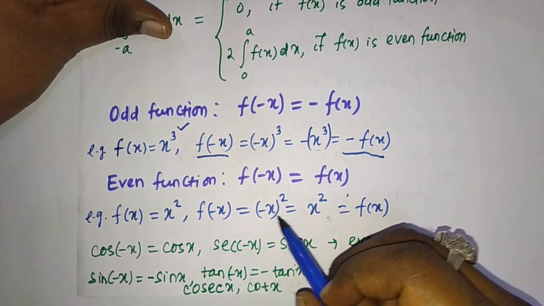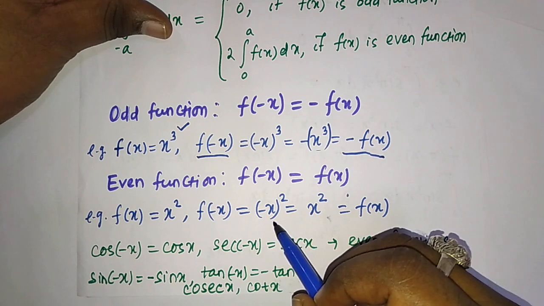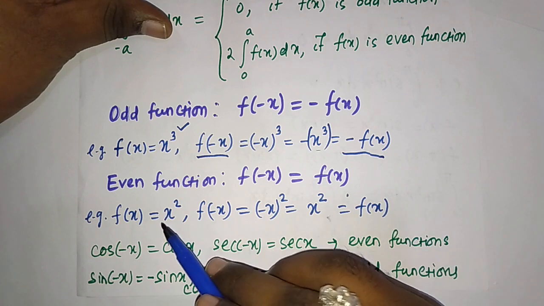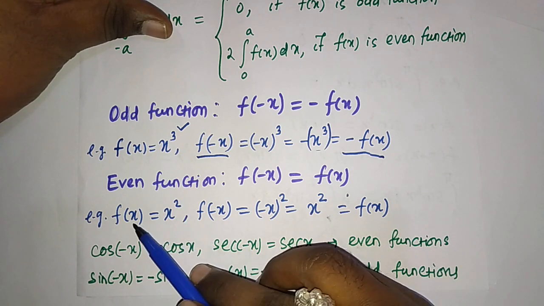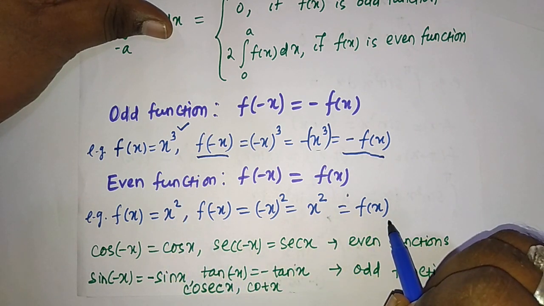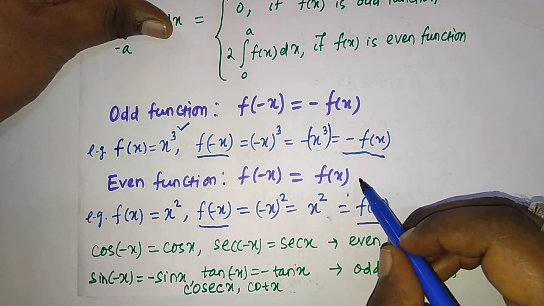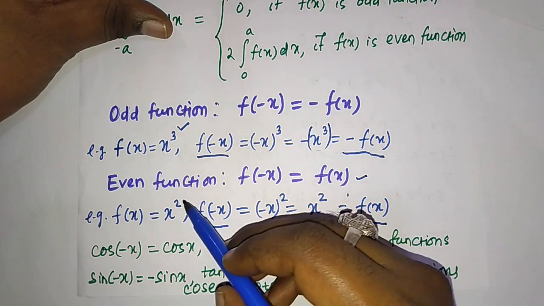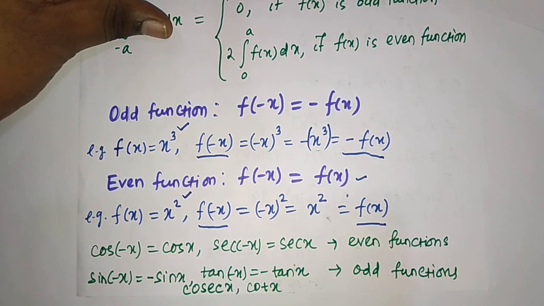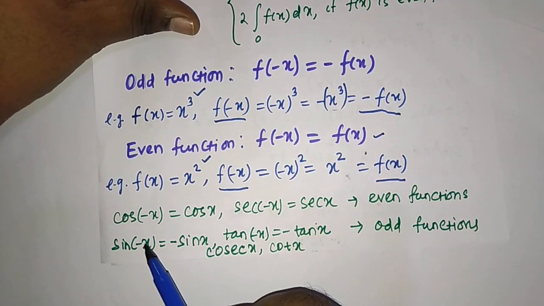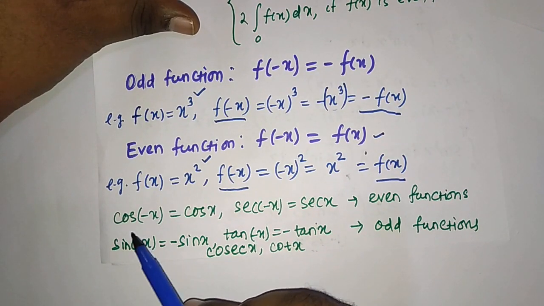f of minus x is equal to minus x whole square, and you know minus x whole square is equal to x square. That is the given function f(x), because x square is equal to f of x. So f of minus x is equal to f of x. It satisfies this property. That means x square is an even function. Okay, and other functions you can check, and here I have given some more examples.